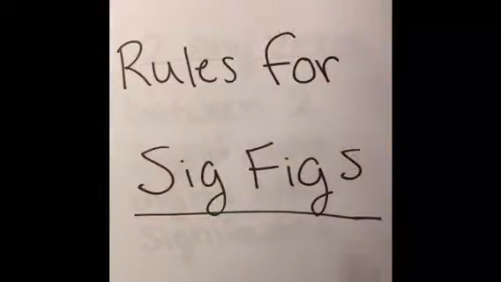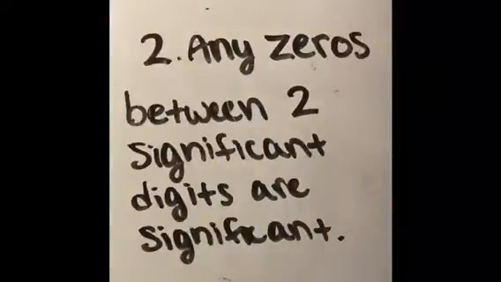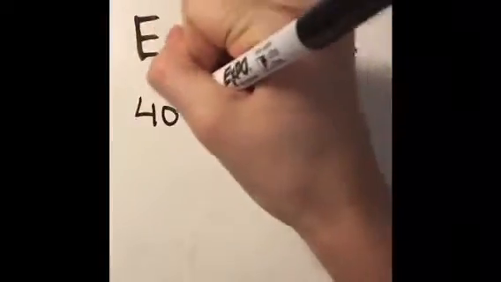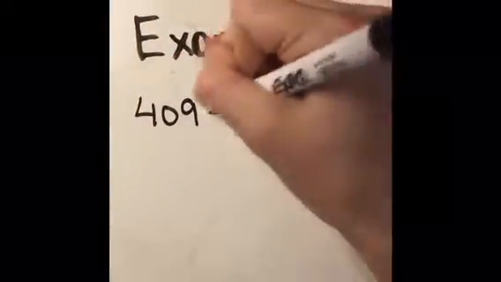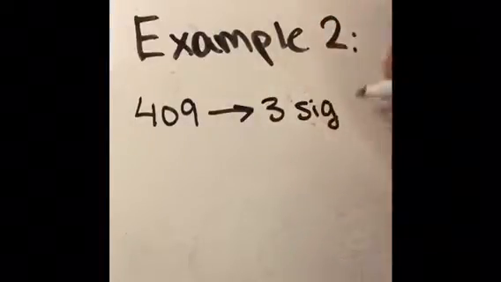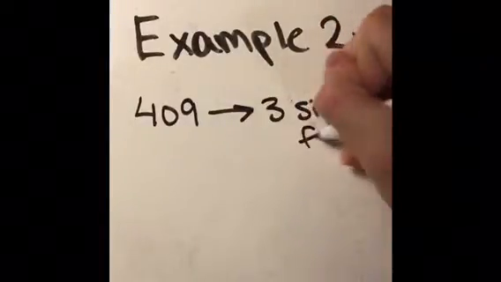Now there's rule 2. Any zeros that are between two significant digits are significant. So if the zero is trapped between two whole numbers, then it is considered significant. Now by looking at example 2, we can use rule 2 to see that the number 409 has 3 SigFigs because the zero is trapped in between two significant numbers.